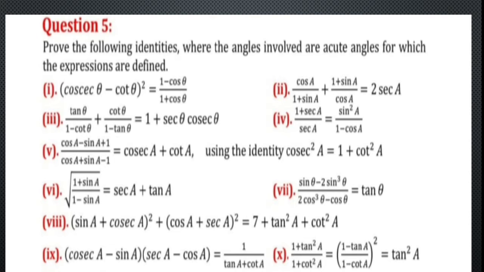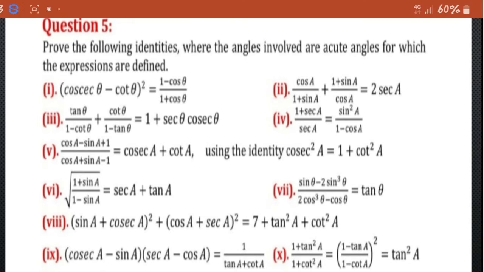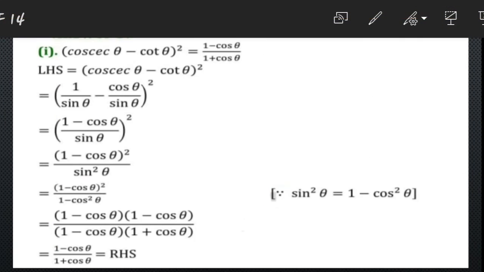Question number 5 is: prove the following identities, where the angles involved are acute angles for which the expressions are defined. For these 10 parts you have to prove that LHS is equal to RHS. The first one is (cosec theta minus cot theta) whole square equals (1 minus cos theta) by (1 plus cos theta). We have to prove that LHS is equal to RHS. So let us start with the LHS part.